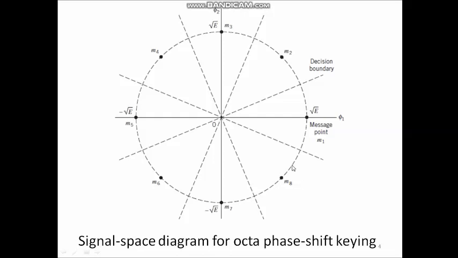So, it is message point m8, marked here, and then for 0 1 1, you will get 0 comma minus root E. So, it is also shown as message point m7 here. Basically, it is the point 0 comma minus root E. Like this, you can mark all the message points for a given symbol set, and by joining all the points you will get a circle. Therefore, the signal space diagram is a circle for 8-ary PSK.